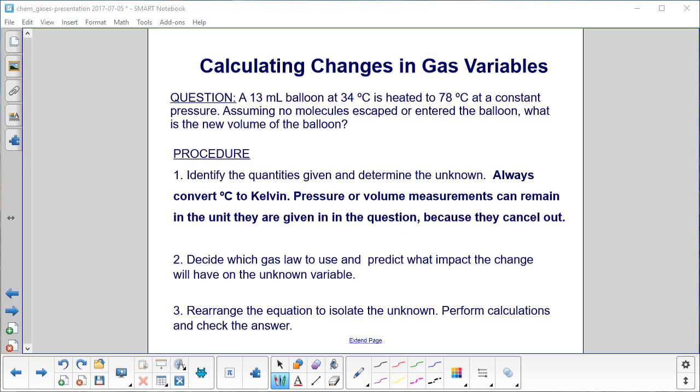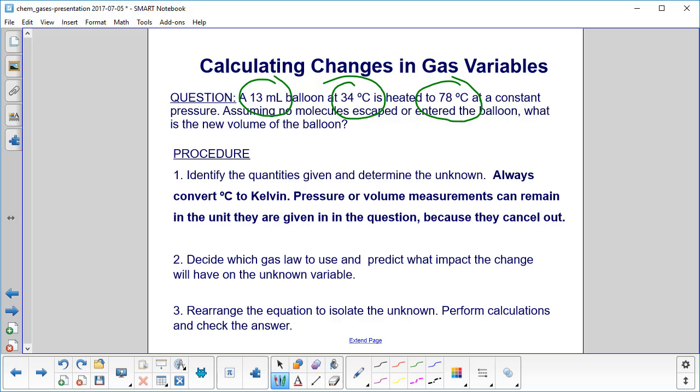It is always good to have a procedure or a process to do calculations. So we're going to show it right here. We're going to start with the question. We have a 13 milliliter balloon at 34 degrees Celsius, and it's heated to 78 degrees Celsius at a constant pressure. Assuming no molecules escape or enter the balloon, what is the new volume?